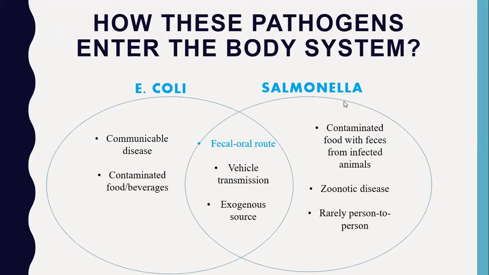Then we have Salmonella. When Salmonella is ingested, it passes through a person's stomach, where it colonizes the small and large intestines. It comes from food contaminated with feces from infected animals. It is a zoonotic disease because it spreads with direct contact with animals like reptiles, turtles, iguanas, etc. Therefore, it is rarely transmitted person to person.